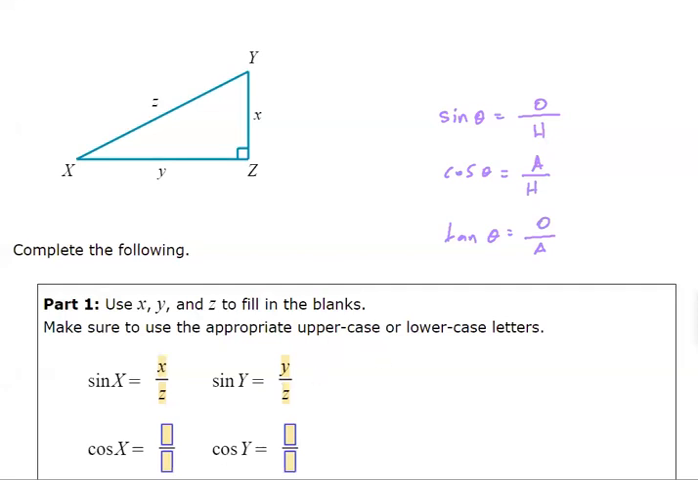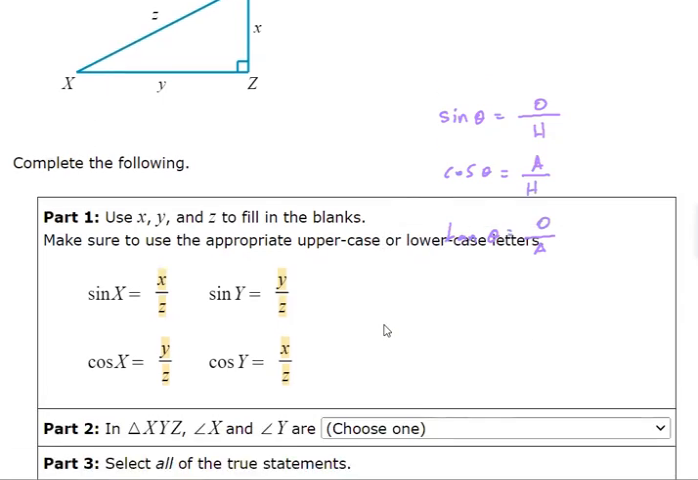Cosine of any angle is the adjacent side divided by the hypotenuse. The adjacent is the side next to the angle. The hypotenuse is always the side opposite the 90 degrees, which doesn't change, but adjacent and opposite can swap based on the angle you are referring to. For angle X, y is the adjacent, and the hypotenuse is still z, so cosine X is y over z. For cosine Y, the adjacent side for the angle is x, and the hypotenuse is still z, so cosine Y is x over z. That is my part A.